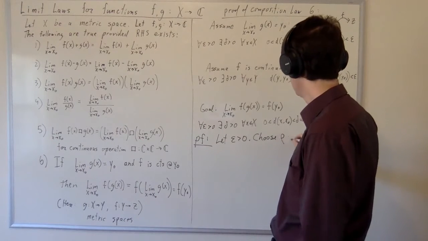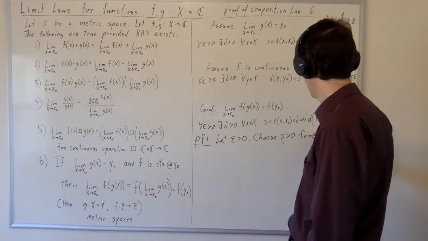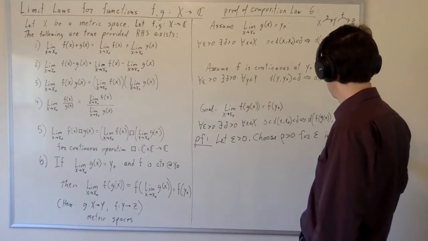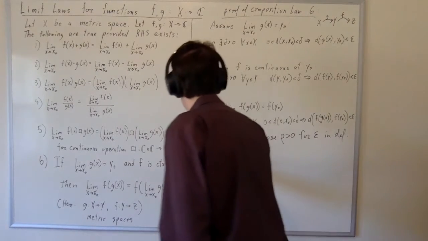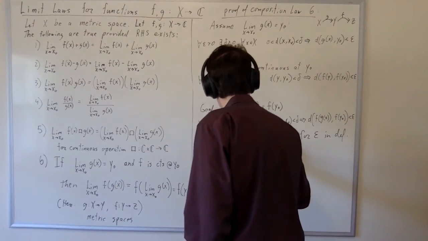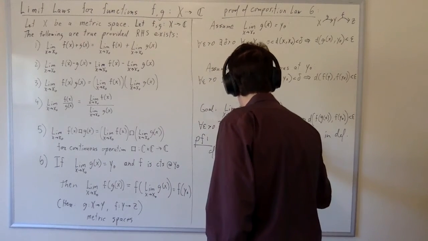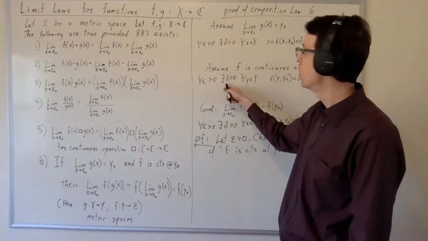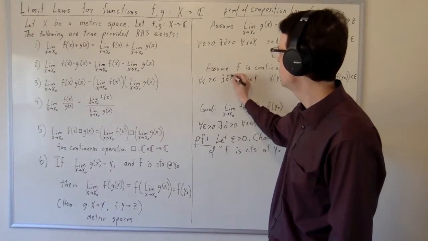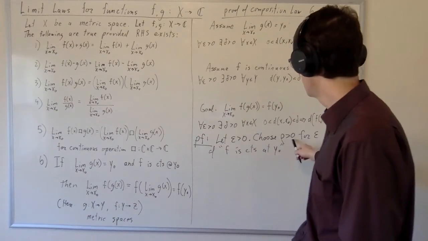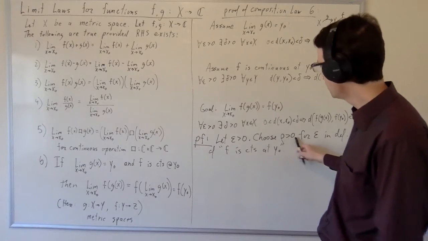So I'm going to call it rho for epsilon in the definition of f is continuous at y naught. So basically, the rho that I'm choosing is the guaranteed delta here, which is guaranteed to exist by the assumption that for every epsilon there exists a delta. So I'm going to choose the rho for this. Now, rho is a positive number.